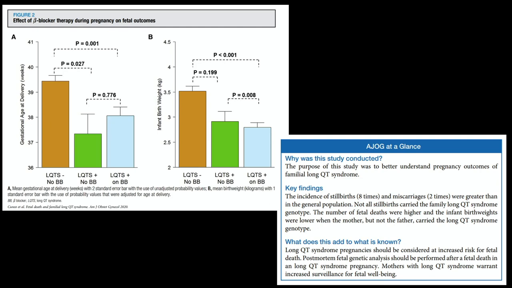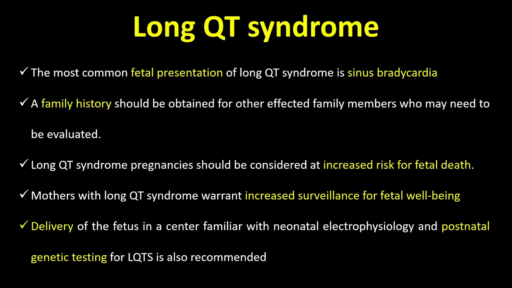Also, this study showed that the outcome of the pregnancy affected by long QT, on drug therapy, actually improves for the fetus, and in particular improves the birth weight. So this is also something to keep in mind.